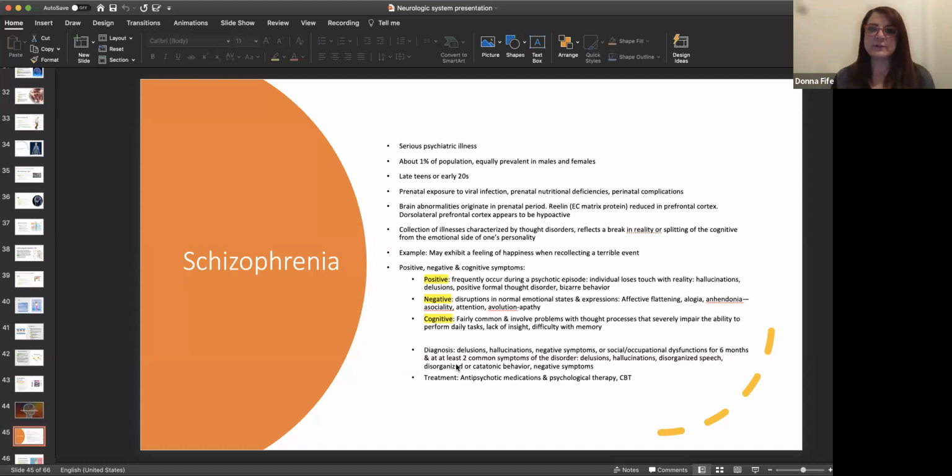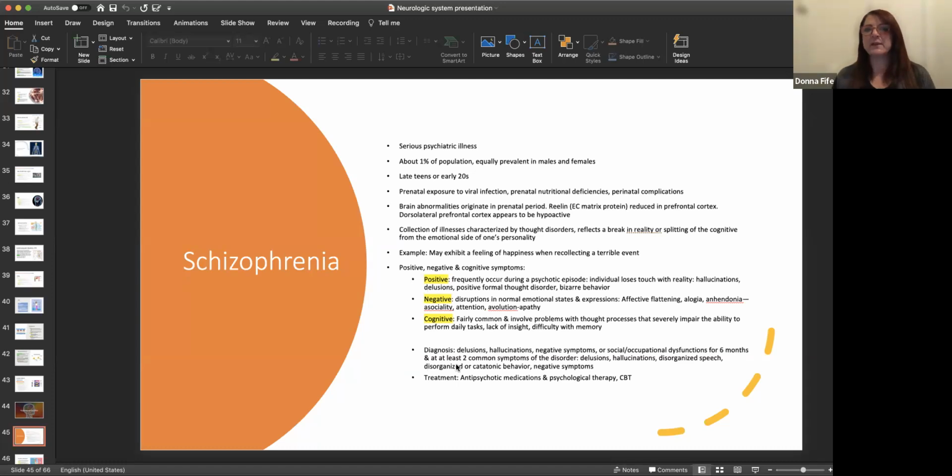It's a collection of illnesses characterized by thought disorders, a break in reality, or a splitting of the cognitive and the emotional side of one's personality. An example of this: the patient may exhibit a feeling of happiness when they're talking about a very traumatic or terrible event.